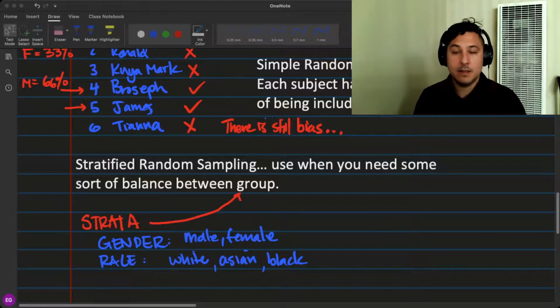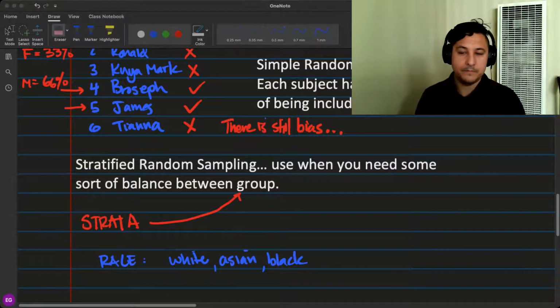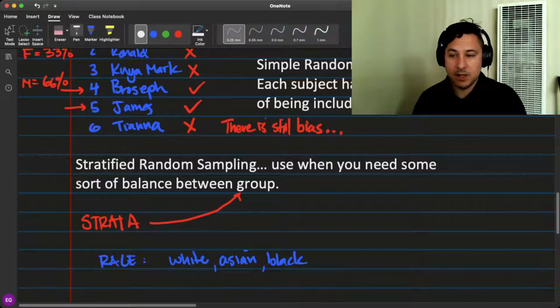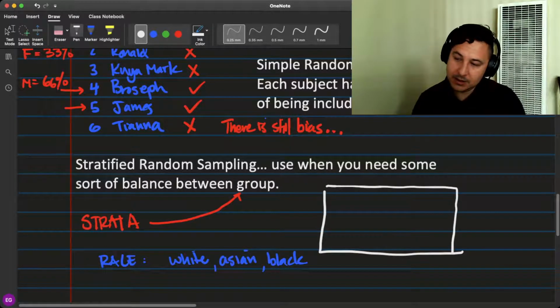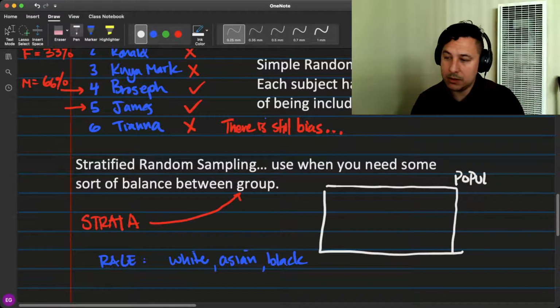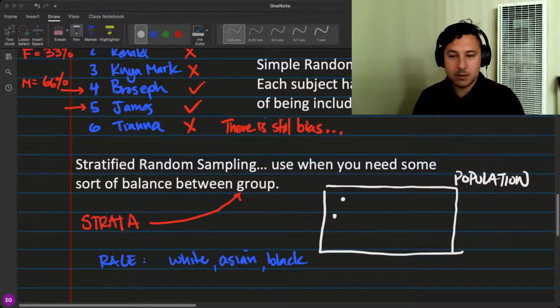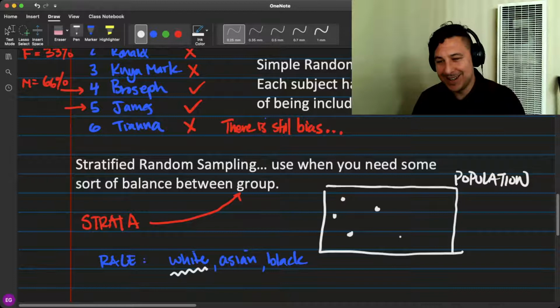Okay. Actually, let's just use race. Let's forget about gender. Let's make our lives easier. Let's just imagine that we only care about race. So I'm going to draw a little picture over here. This little box, that's everybody. So this is your population. And each dot is a subject. And the white dots will be white people.